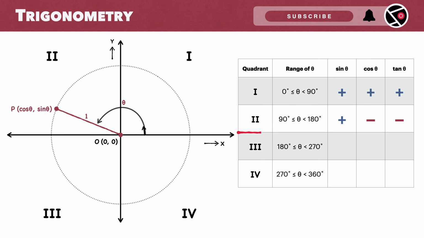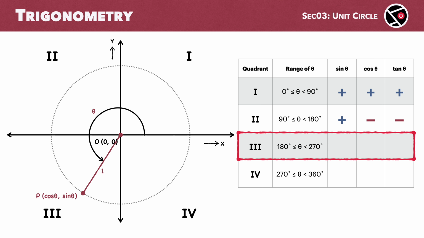Next, let's move to the third quadrant. For all points in this quadrant, including point P, both the x and y coordinates are negative. Since sin theta corresponds to the y coordinate and cos theta corresponds to the x coordinate, both sin theta and cos theta will be negative. Now, tan theta is a ratio of sin theta to cos theta. A negative divided by negative gives a positive. So tan theta will be positive in the third quadrant.